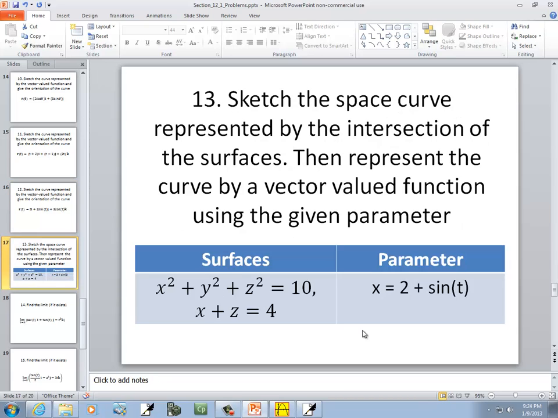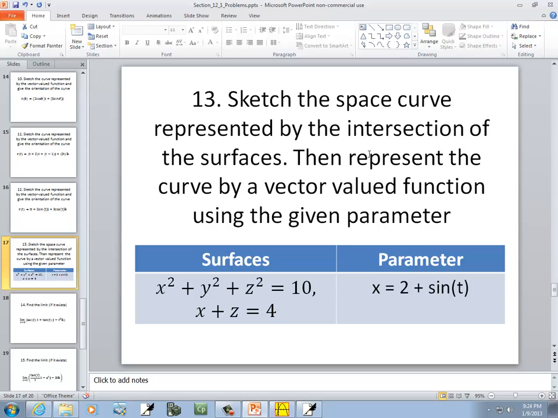Now, this one says sketch a space curve represented by the intersection of the surfaces, then represent the curve by a vector valued function using the given parameter. I'm not going to actually do that part. This x squared plus y squared plus z squared is equal to 10. This is a sphere, and the x plus z is equal to 4 is a plane. And you can imagine what will happen when a plane intersects a sphere.